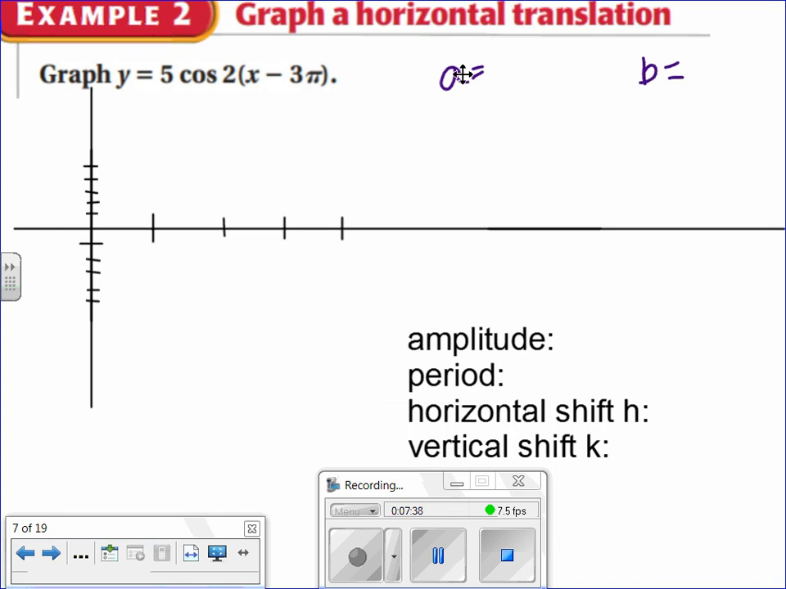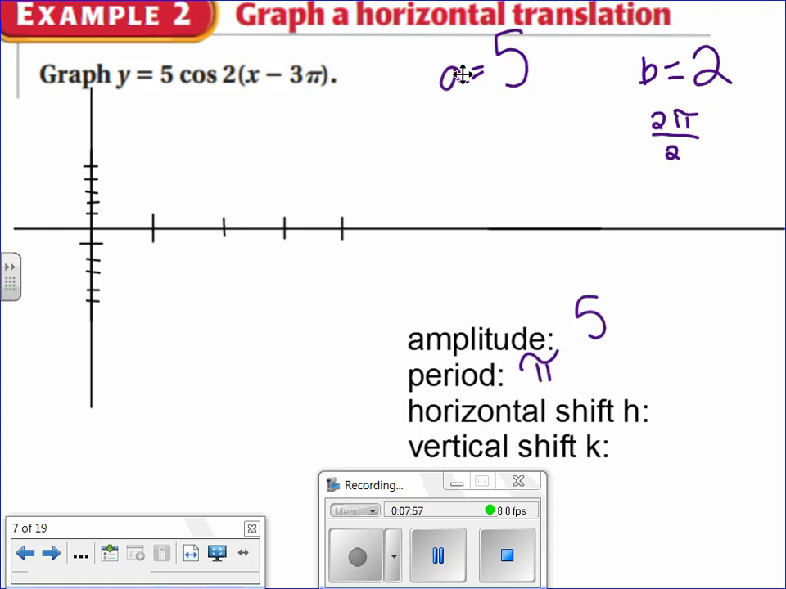What do you guys think A and B are? 5 and 2. B always lives kind of out front of any parentheses that would be there. So we know our amplitude is 5. We know our period formula is 2 pi over B. So 2 pi over 2. That's going to be pi.